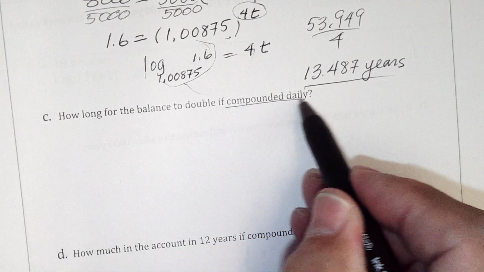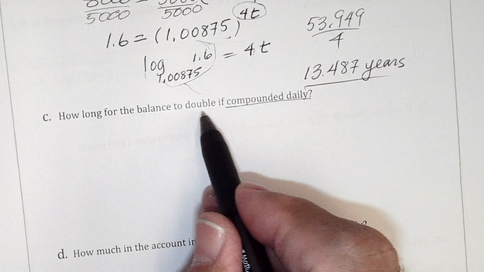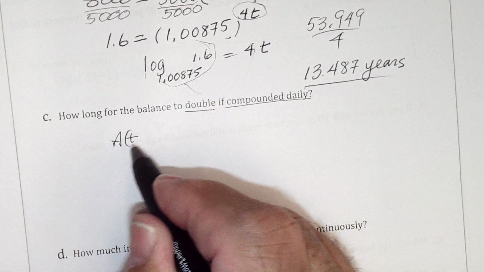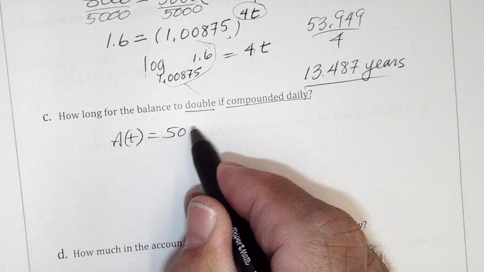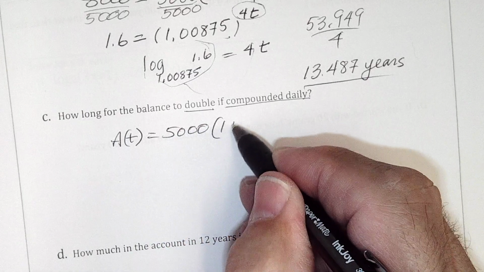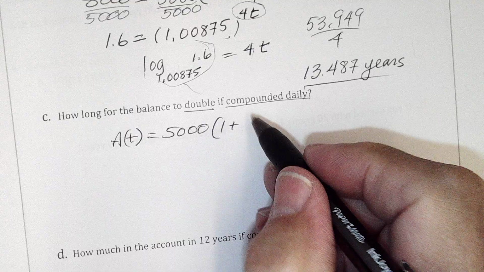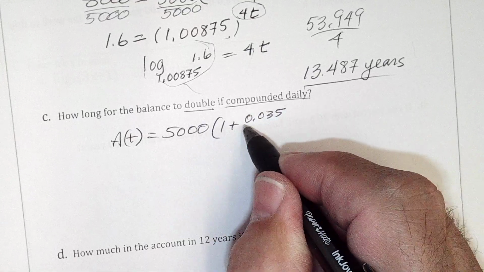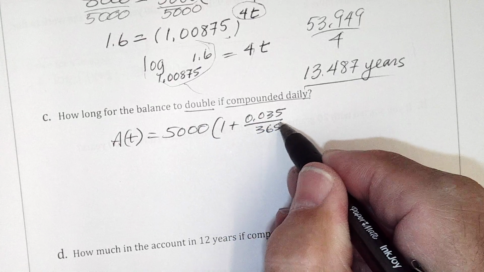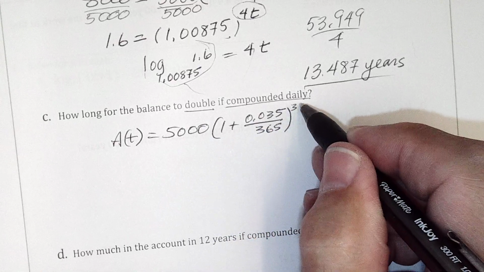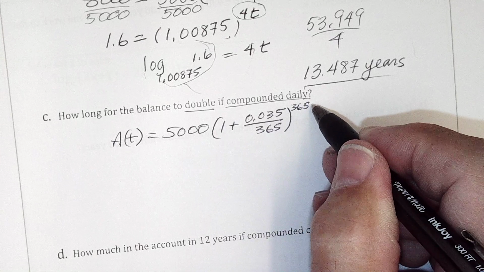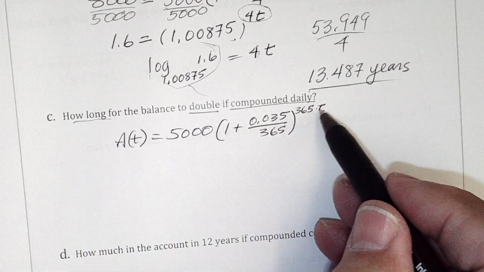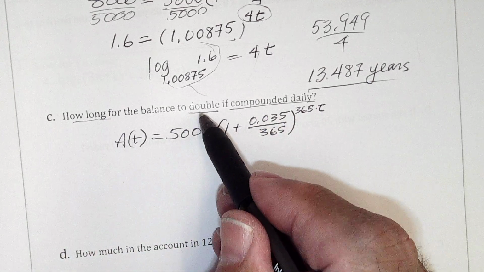Now it says we're going to compound daily. That's more often, but we got to get it to double. So the amount at the end has to be the 5,000, 1 plus the same thing here, except 0.035 daily, 365, to the 365 times the number of years. And we're trying to find out how many years it takes for it to double.